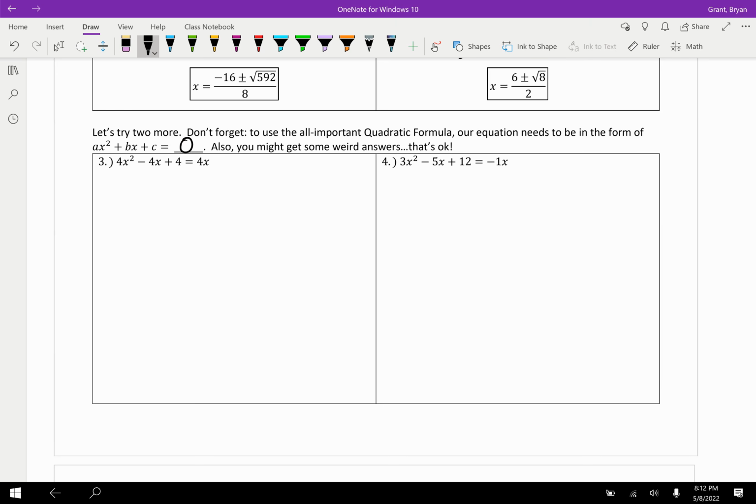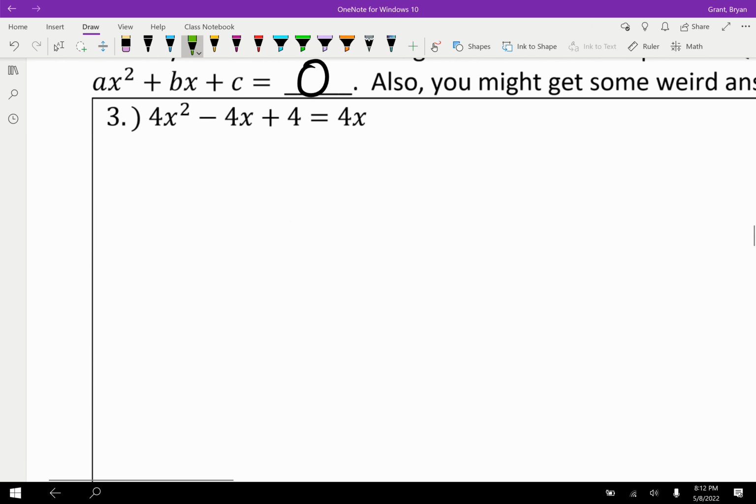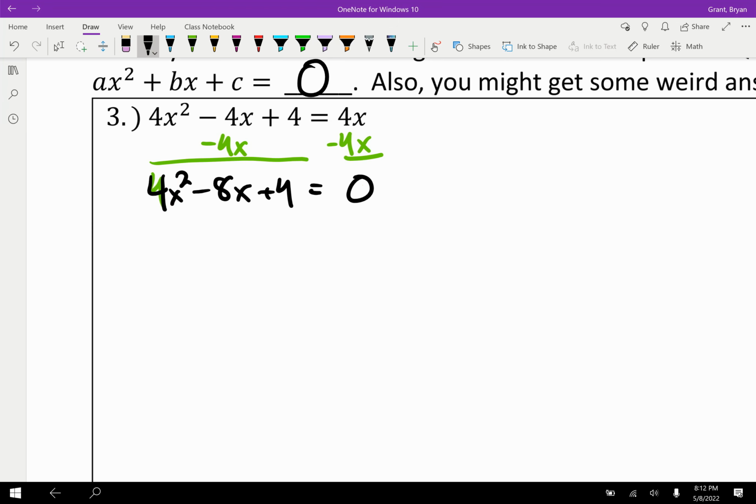All right, hopefully you guys have had time to try, or if everyone seems stuck, let me give you the starting step on each of these problems. This equation does not equal 0. So to make it equal 0, we're going to undo this term. You could undo all three of these and move them over, but that seems like a lot of work. So I'm just going to subtract 4x from each side. Okay, this becomes 4x squared minus 8x plus 4 equals 0.